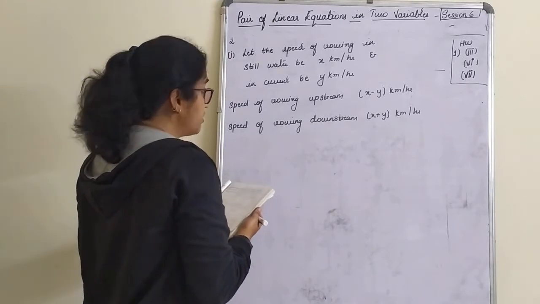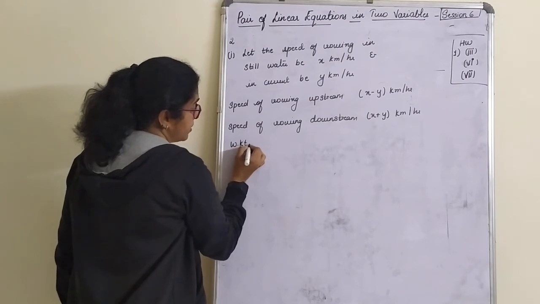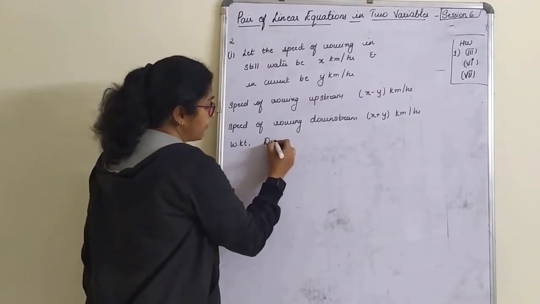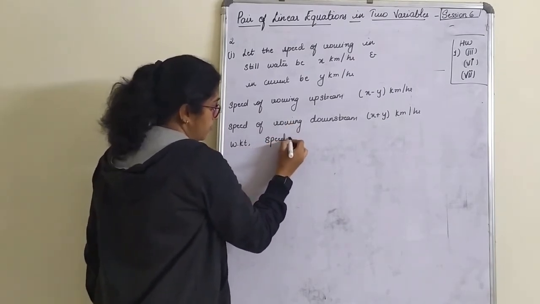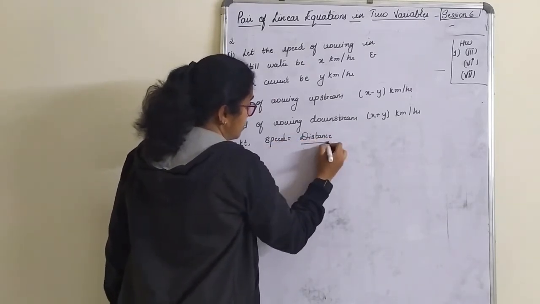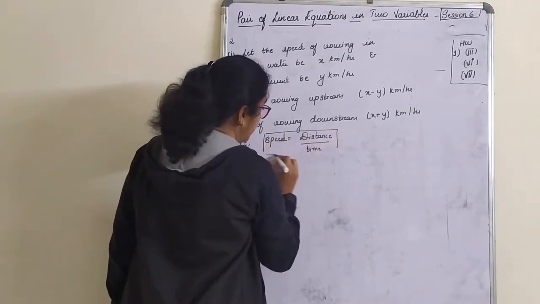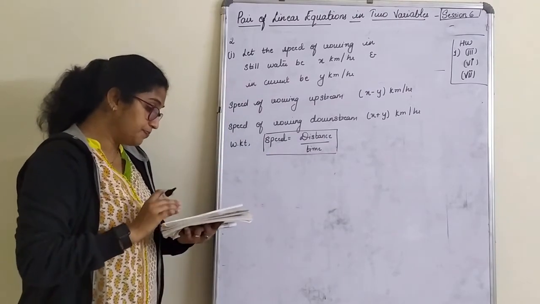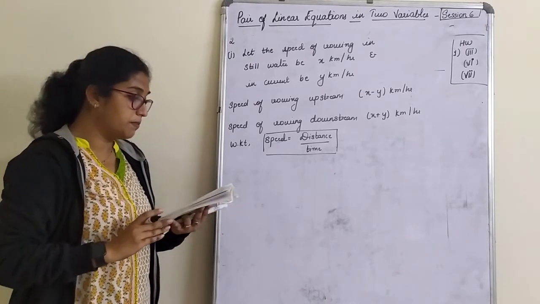Okay. So now we have understood the speed we have written. In speed type sums, we should always know the physics formula: speed is equal to distance traveled upon time taken. This is what you have to know, and we are applying the same thing here also. Now read the question.